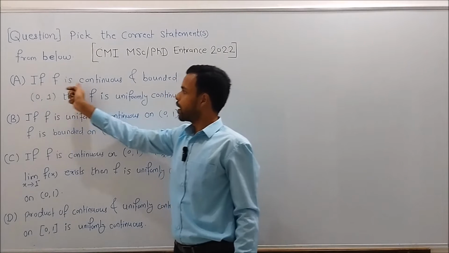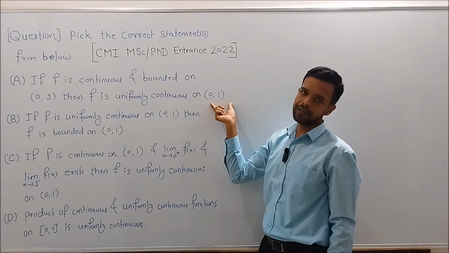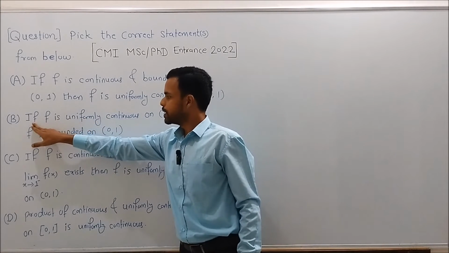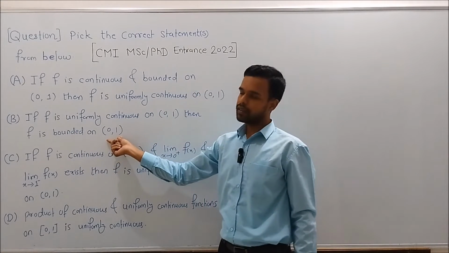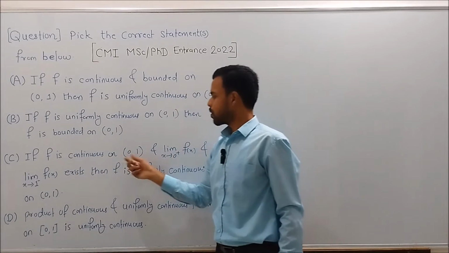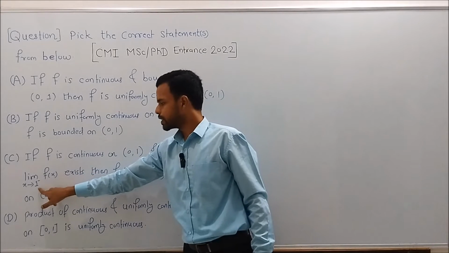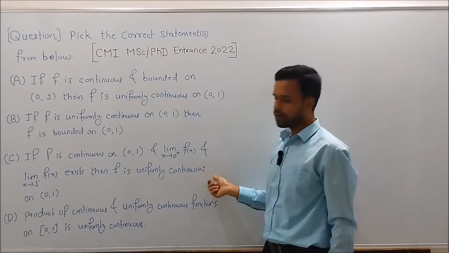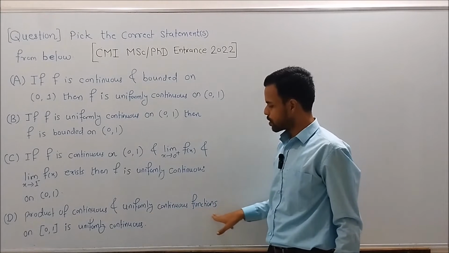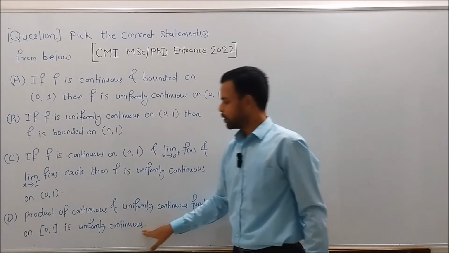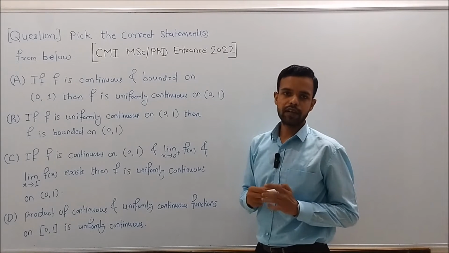Option A: if f is continuous and bounded on the open interval (0, 1), then f is uniformly continuous on the open interval (0, 1). Second statement: if f is uniformly continuous on the open interval (0, 1), then f is bounded on the open interval (0, 1). Third statement: if f is continuous on the open interval (0, 1) and the right hand limit of f(x) at 0 and the left hand limit of f(x) at 1 exist, then f is uniformly continuous on the open interval (0, 1). Fourth statement: the product of continuous and uniformly continuous functions on the closed interval [0, 1] is uniformly continuous. So these are the four statements provided, and we have to select those which are correct.